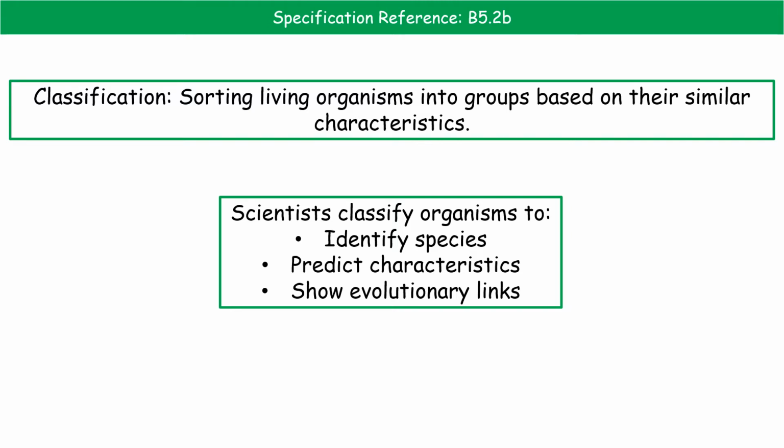The reason that we want to classify organisms, firstly, allows us to identify species. Secondly, we can predict characteristics of other species within that similar grouping. And finally, it shows us evolutionary links, so we can see how all of these different organisms here on planet Earth link together.